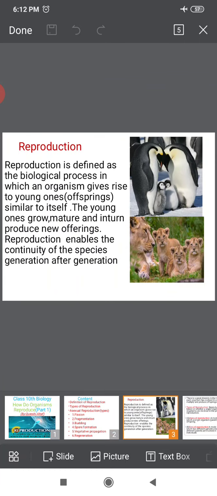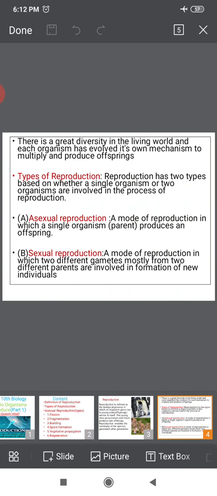Reproduction. Reproduction is defined as the biological process in which an organism gives rise to young ones, that's offspring, similar to itself. The young ones grow, mature, and in turn produce new offsprings. Reproduction enables the continuity of the species generation after generation. On our planet Earth, there is a great diversity in the living world, and each organism has evolved its own mechanism to multiply and produce offsprings.